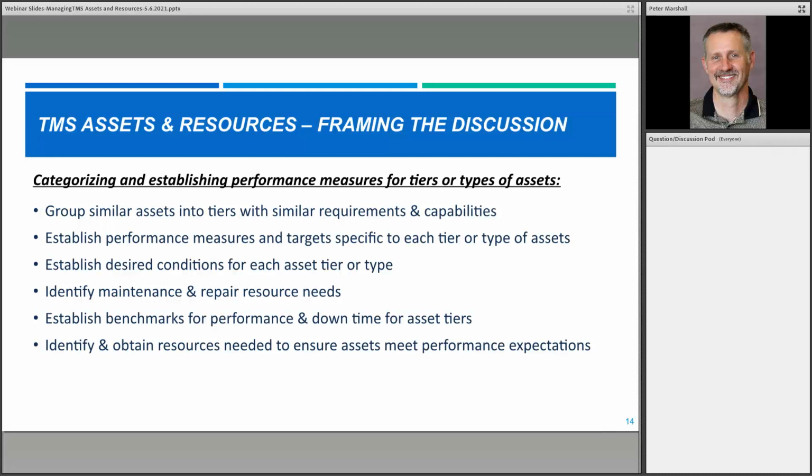Now, all of these assets are not going to have the same support requirements, so a best practice to consider is categorizing and establishing performance measures for different tiers or different types of assets based on similarity and priority. It's a good practice to try and group similar assets into tiers with similar requirements and capabilities, and establish performance measures and targets for each tier or type of asset. Then next, establish the desired operational conditions for each asset tier or type. Identify maintenance and repair resource needs. Establish benchmarks for performance and downtime for different asset tiers. And finally, identify and obtain resources needed to ensure those assets meet performance expectations.